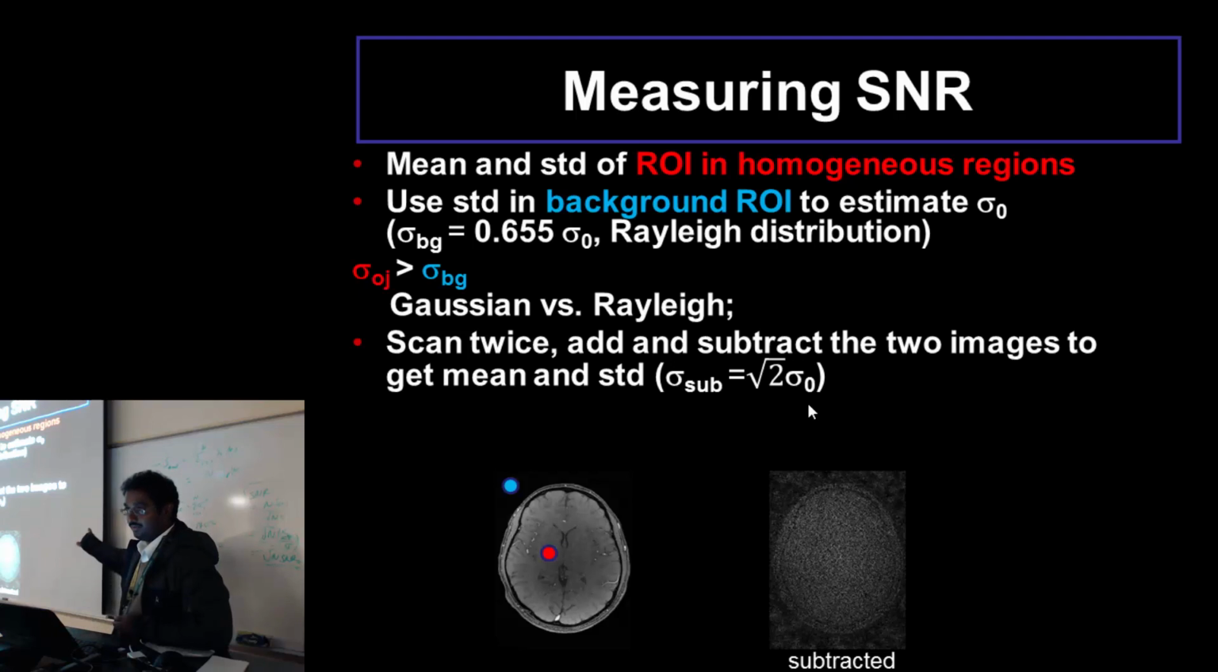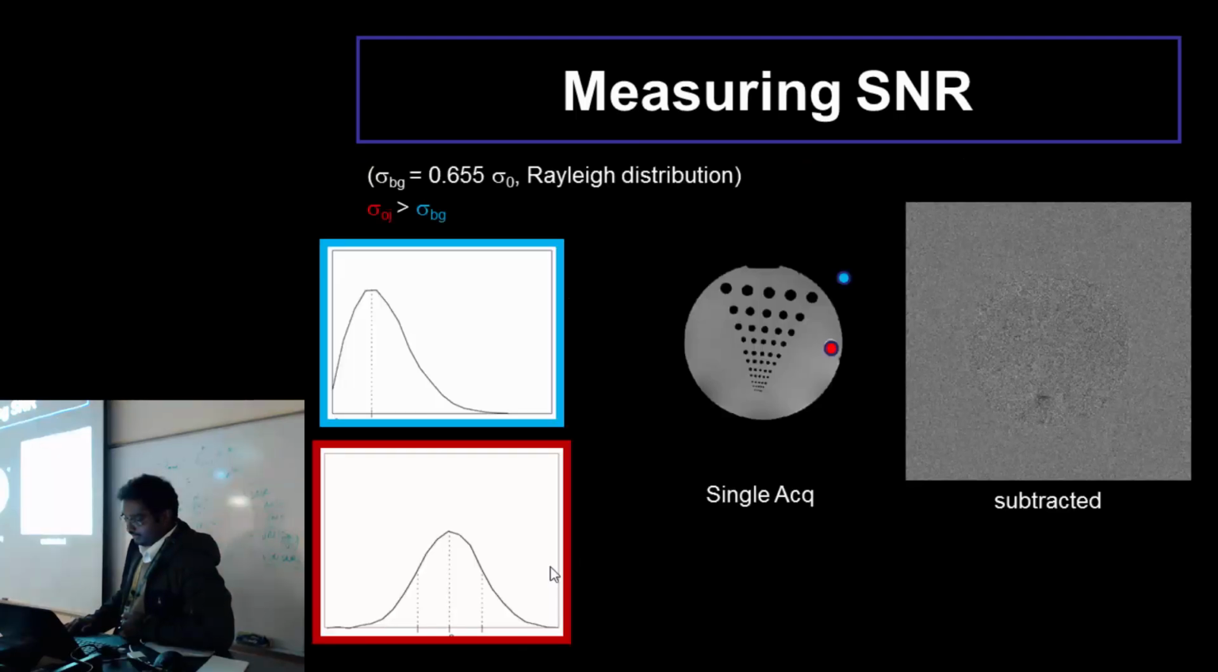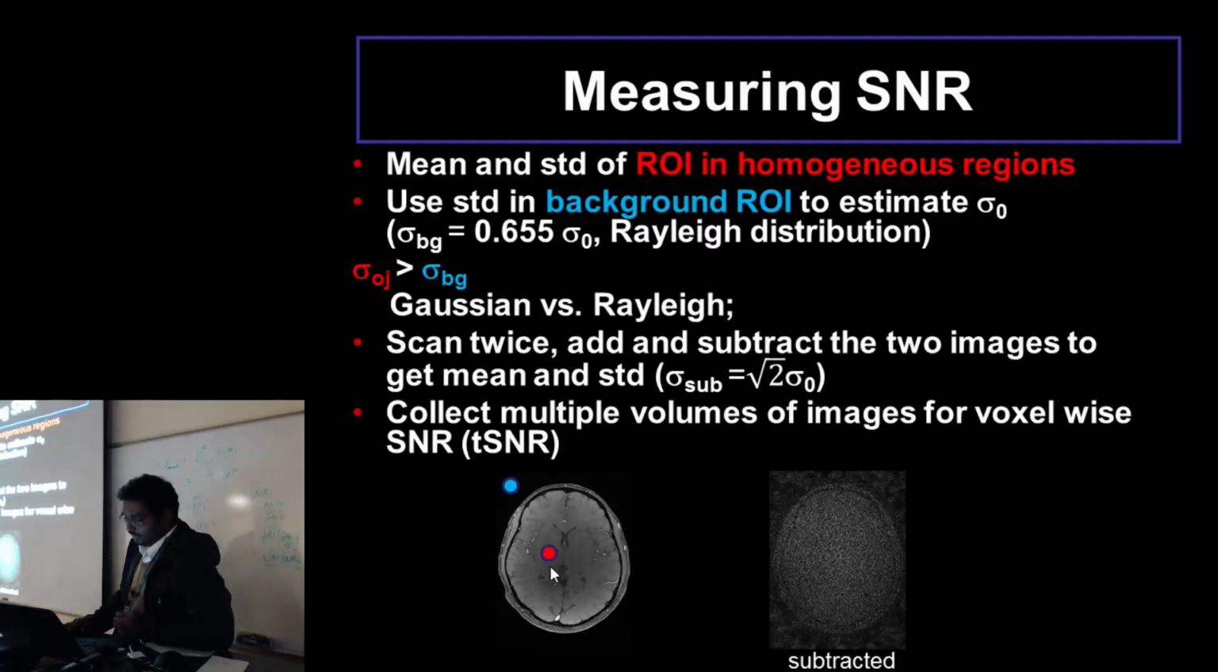Now that is of course time inefficient, because you would have to do the experiment twice, and it doesn't really make sense to do that. So typically we just measure the noise variance in the background and then, using this relationship, estimate the noise within the object. Collecting multiple times is quite time inefficient, but that's something you can do.